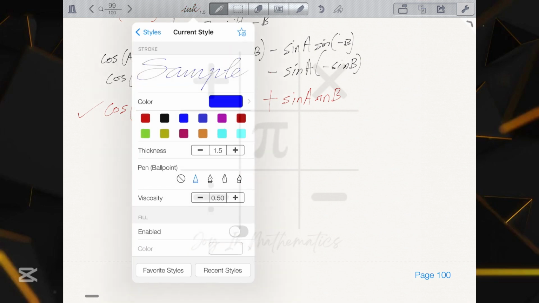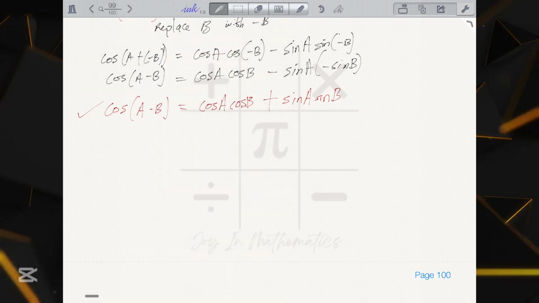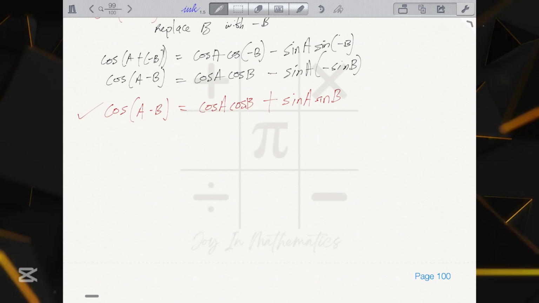Now to simplify tan a plus b or tan a minus b, let's remember the reciprocal functions. Especially tan: tan theta is equal to sine theta divided by cos theta. So we are saying that tan a plus b will be equal to sine a plus b divided by cos a plus b.